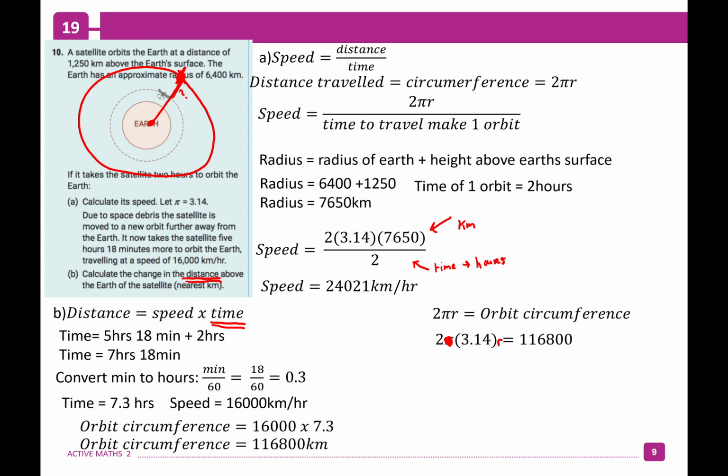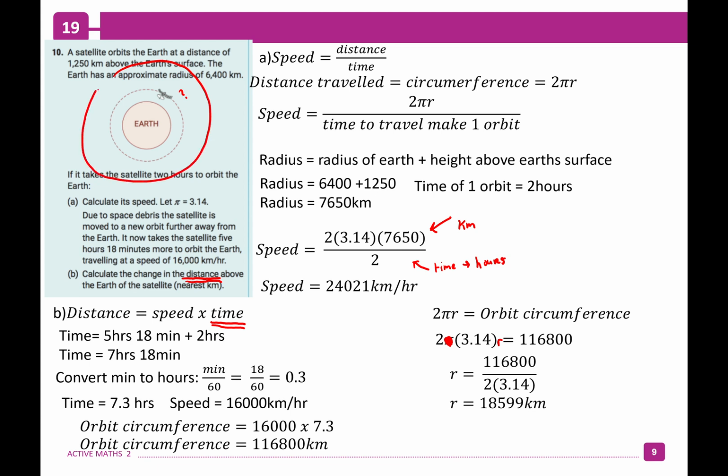Okay, so we now need to find our radius. So we're going to divide by 2 times 3.14. So our radius is equal to 116,800 divided by 2 times 3.14. Our radius is 18,599 kilometers. This means that your satellite, let's just draw it again.